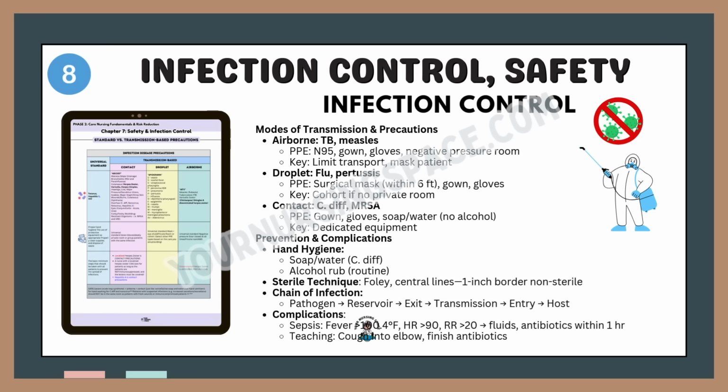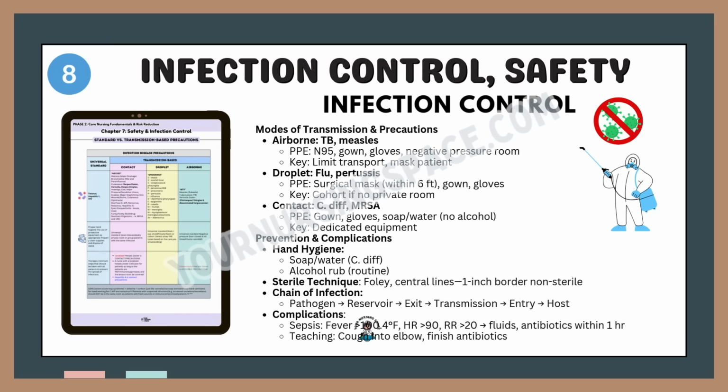Then there's droplet precautions, which come into play for things like the flu or pertussis, where a surgical mask within 6 feet does the job, paired with a gown and gloves. And if there's no private room, cohorting works just fine. Now for contact precautions, think C. diff or MRSA. You'll grab a gown and gloves, but here's the catch. It's soap and water only because alcohol won't touch those C. diff spores. And with MRSA, picture an oozing wound that needs culturing and vancomycin to knock it out.